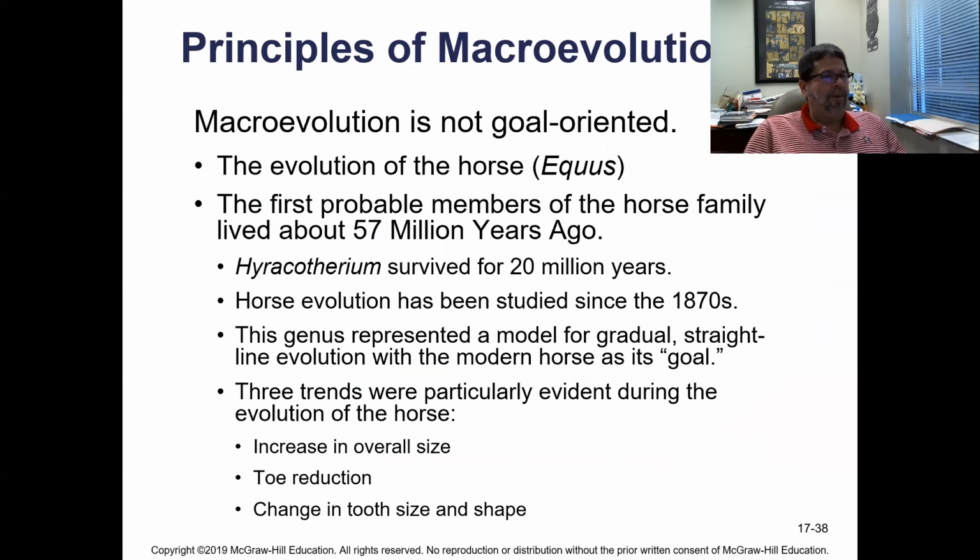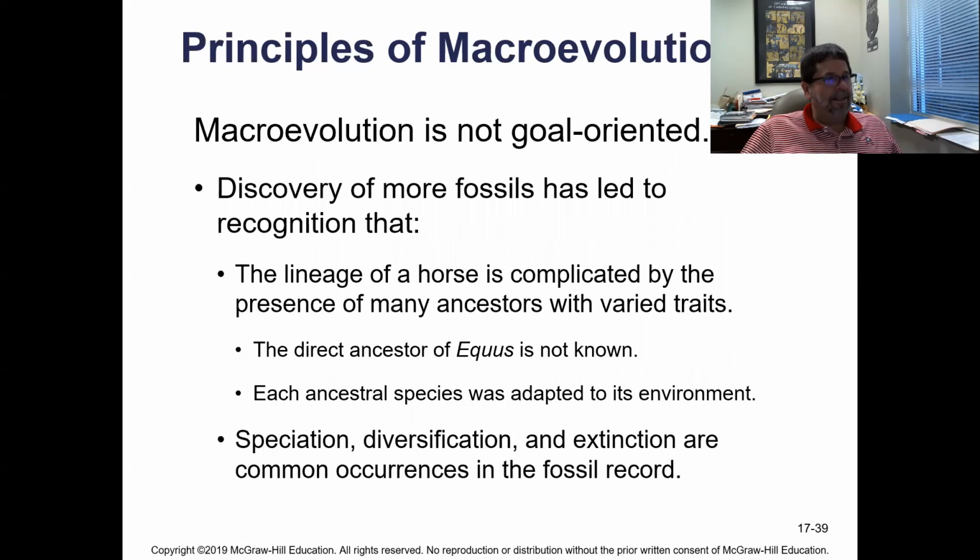The evolution of the horse is a good one to look at. The point here is to show that macroevolution isn't goal oriented, and that nature didn't want a horse like we have today. It just randomly picked traits, and there are a lot of dead ends that died out. There are three trends that are particularly evident during the evolution of horses: increases in overall size, toe reduction, and changes in tooth size and shape.